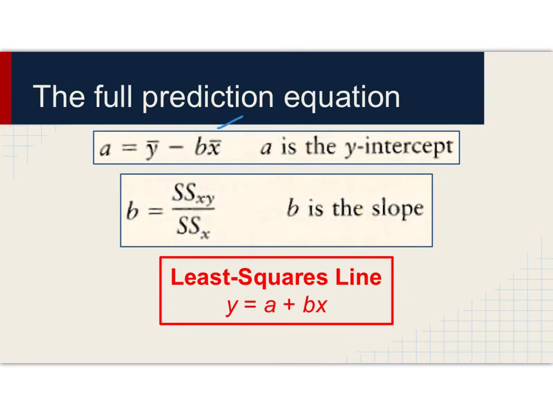So we'll figure out what x bar is, we'll figure out what y bar is, we'll plug them in along with the b that we already have, because we did this part first, and that'll give us the value of a. Once we've got a and b, we'll drop them in, and our least squares line will have the form y equals a plus bx.